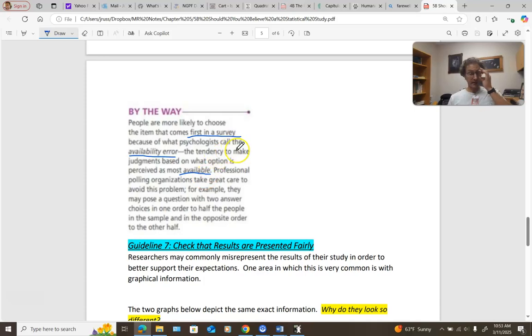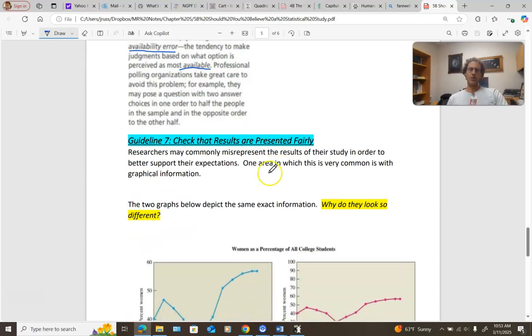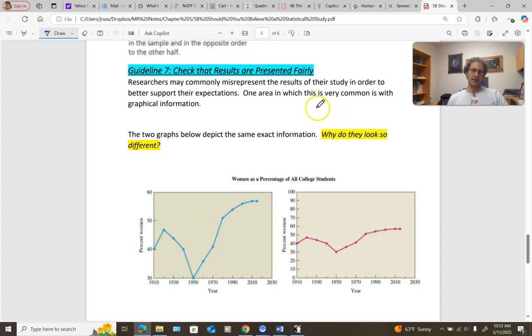All right, let's look at guideline 7. This is one we talk about in my statistics class. I give them a discussion question related to this. It says, check that the results are presented fairly. So it says, researchers may commonly misrepresent the results of their study in order to better support their expectations.